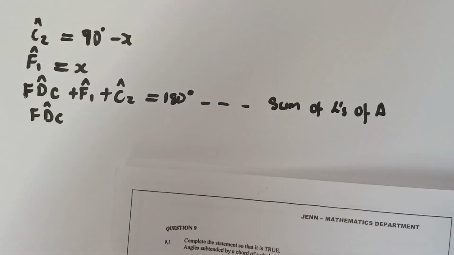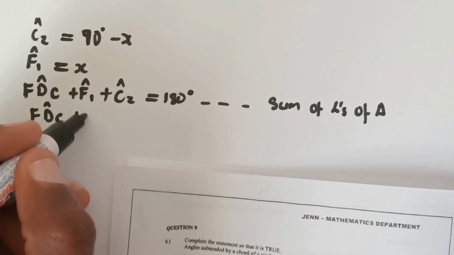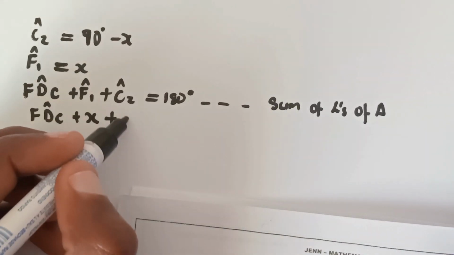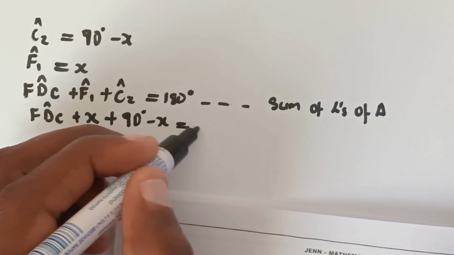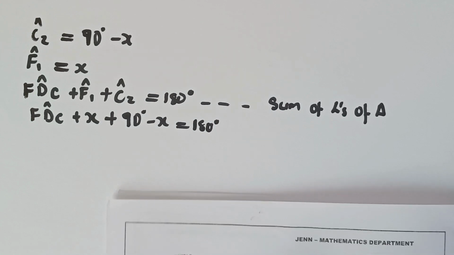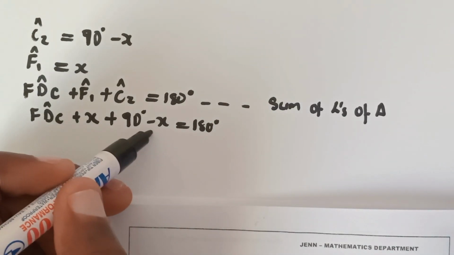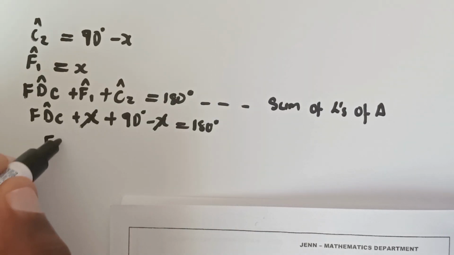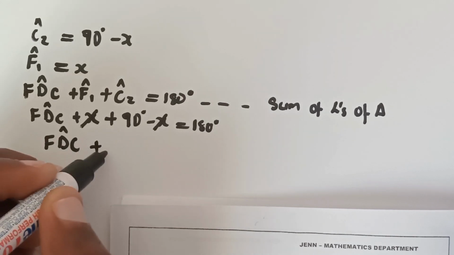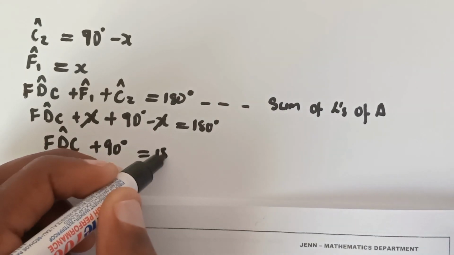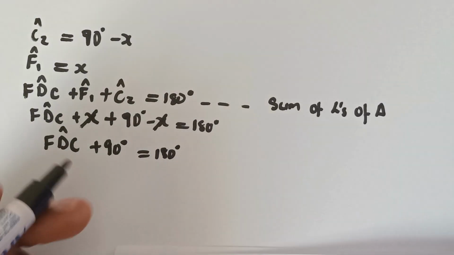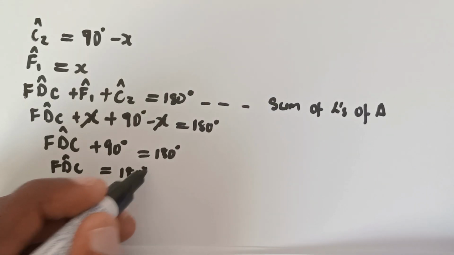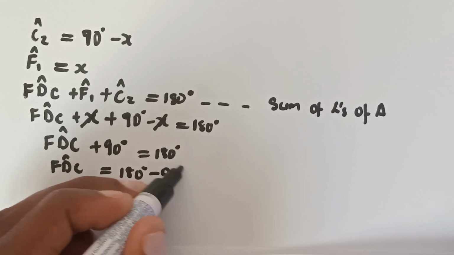We're trying to find that angle F1, it is x, plus angle C2, that is 90 degrees minus x, which is equal to 180. Then we can see that this one is an additive inverse of that one, and we can cancel them out. Then we're left with FDC plus 90 degrees is equal to 180 degrees. And then when we transpose that 90, FDC is equal to 180 degrees minus x.